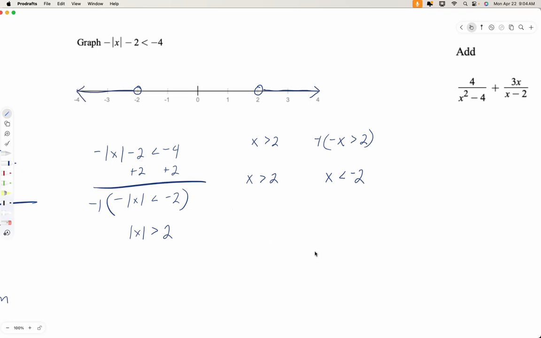All right, not super hard. You just have to allow, when you have an absolute value, for the fact that x could be positive or x could be negative. And when it's negative, we have to change it back to a positive, and that flips everything.